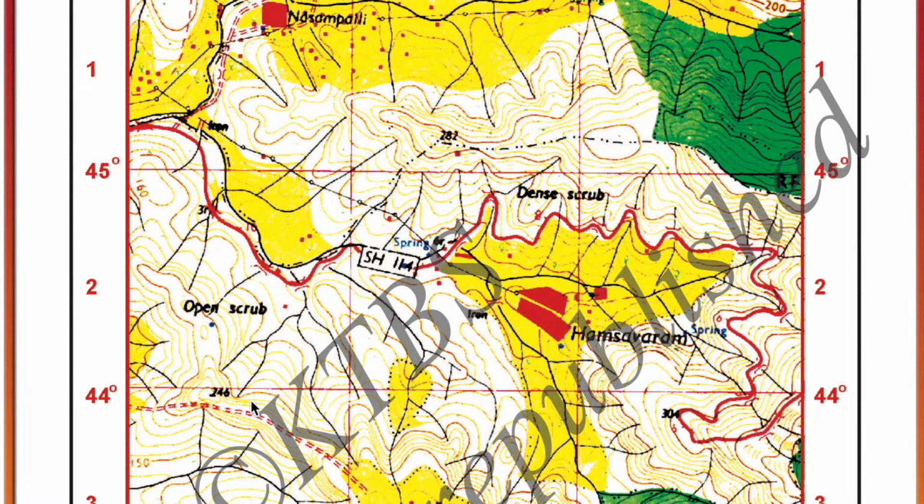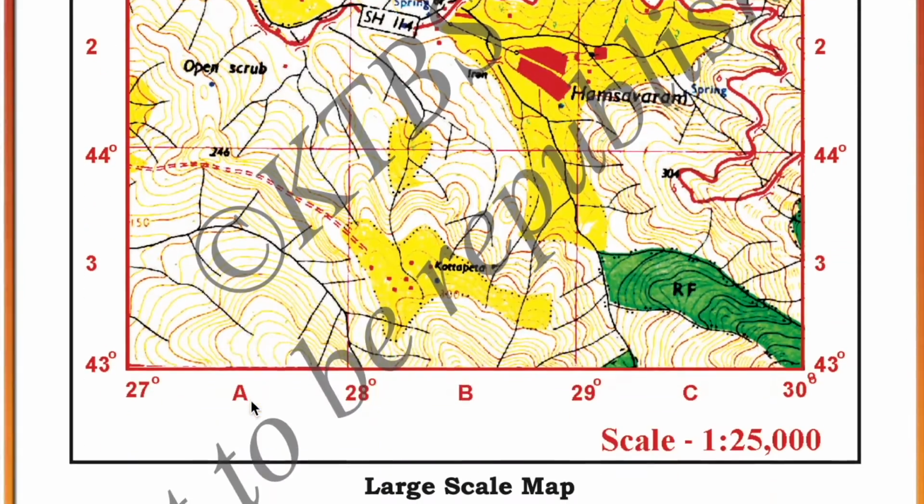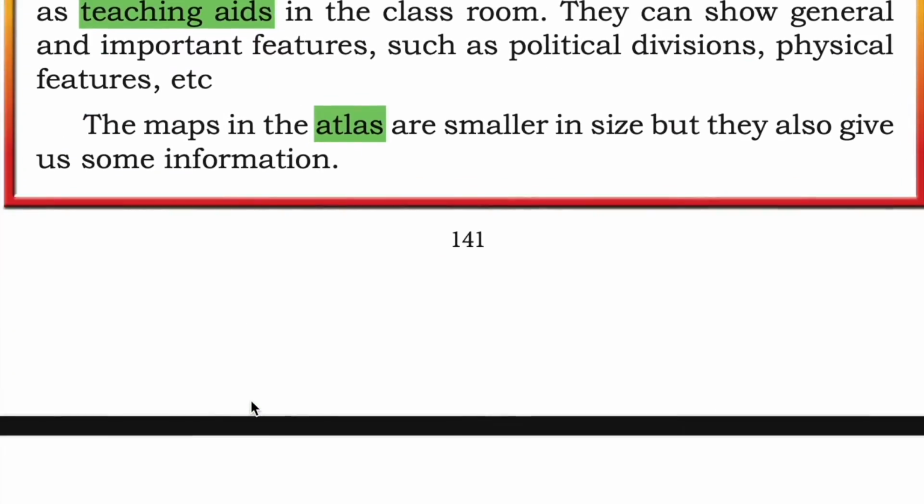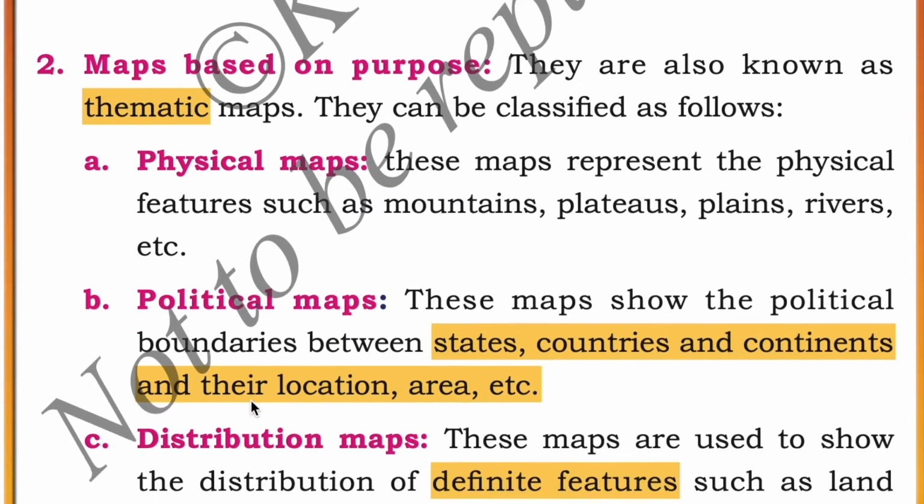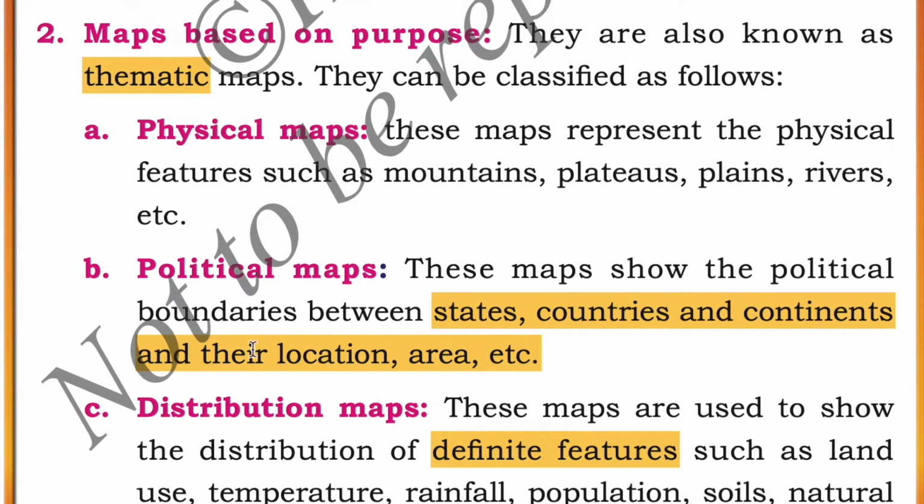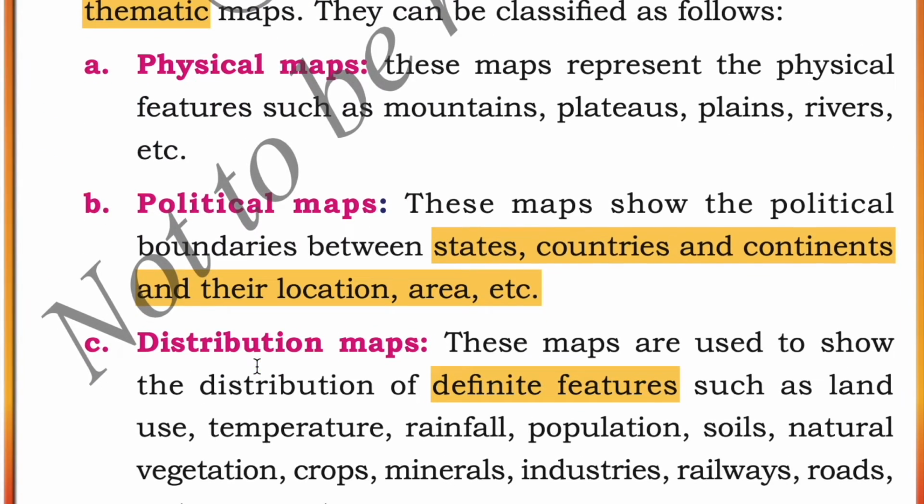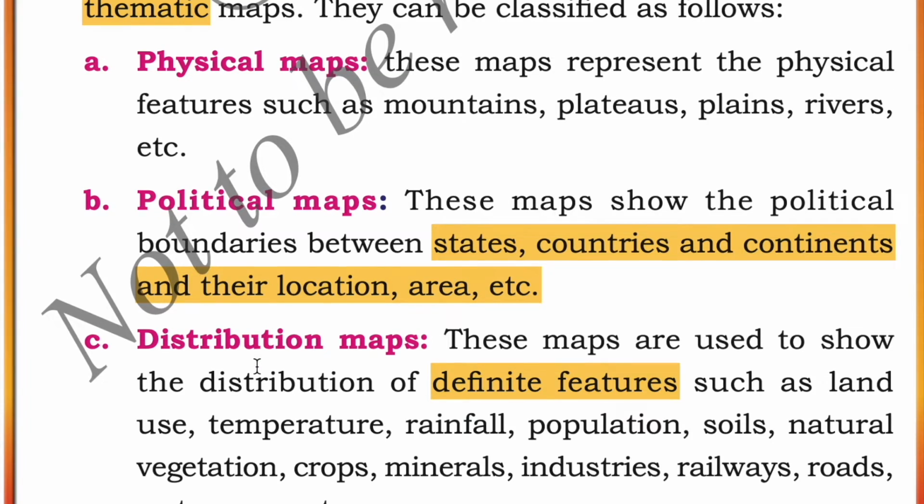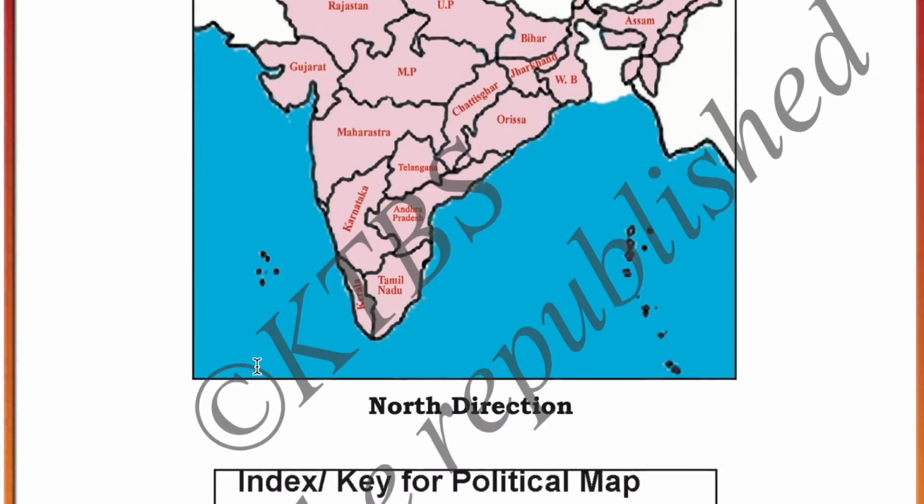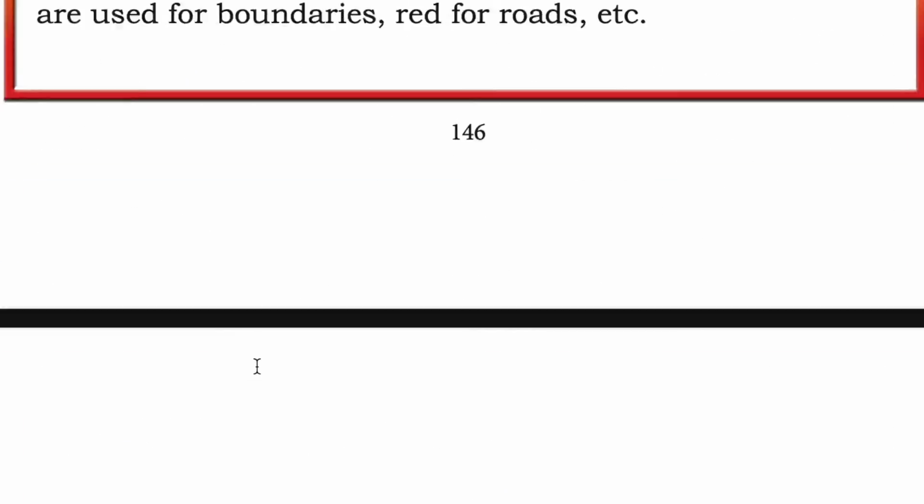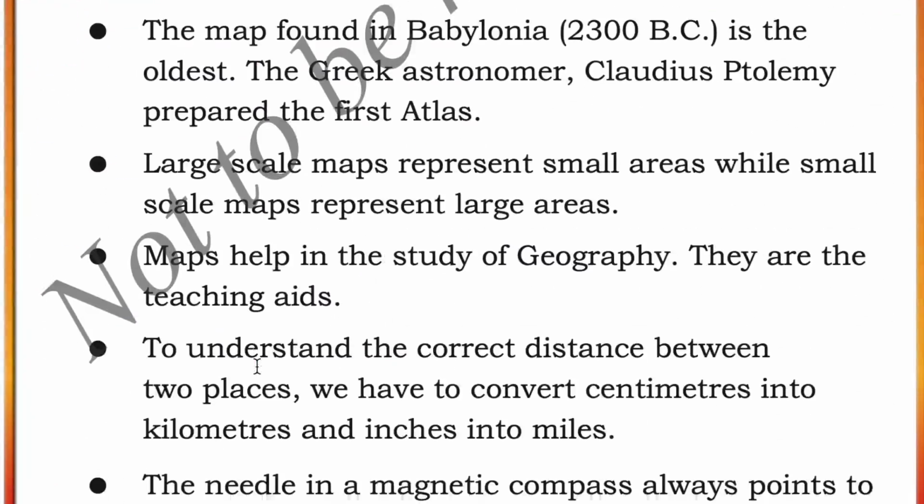The next type of classification, do you remember what it was? Yes, it was maps based on purpose. Here we have physical, political and distribution. So this is the different kinds of maps, and that is the answer to question number 4.